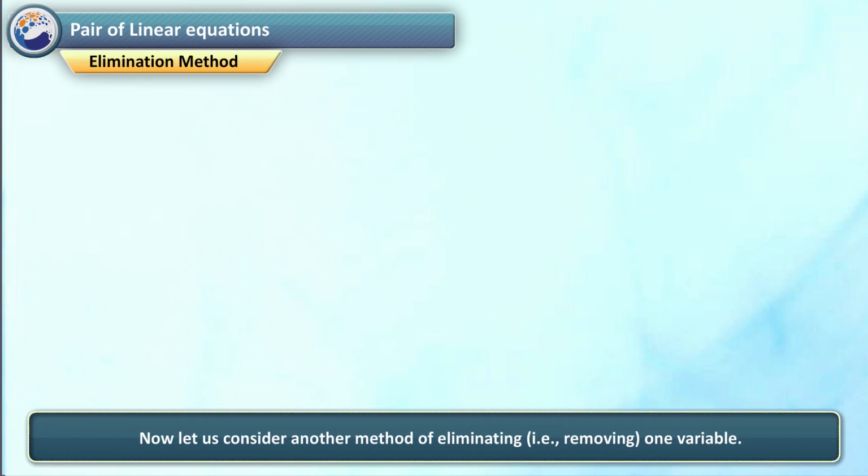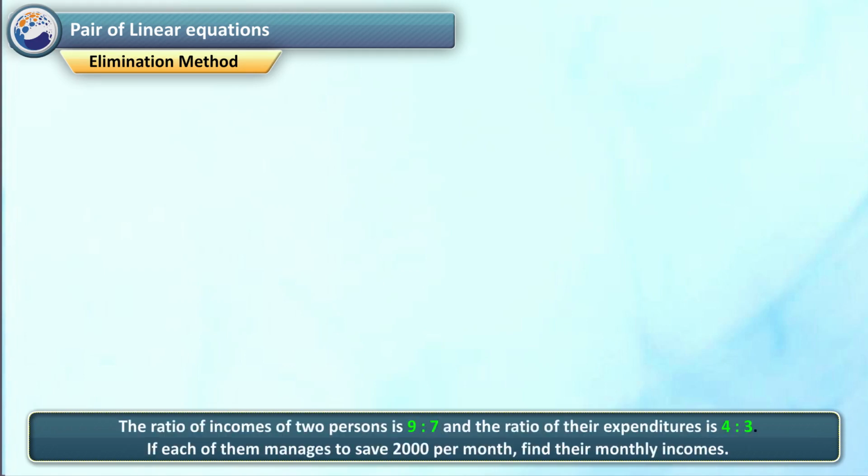Elimination method. Now let us consider another method of eliminating, that is, removing one variable. This is sometimes more convenient than the substitution method. Let us see how this method works. The ratio of incomes of two persons is 9:7 and the ratio of their expenditures is 4:3. If each of them manages to save rupees 2000 per month, find their monthly incomes.